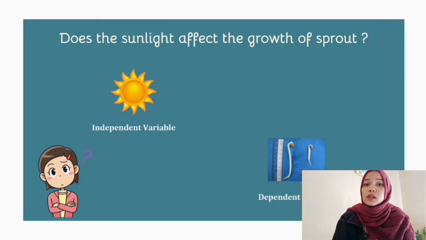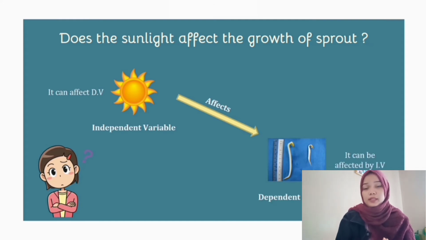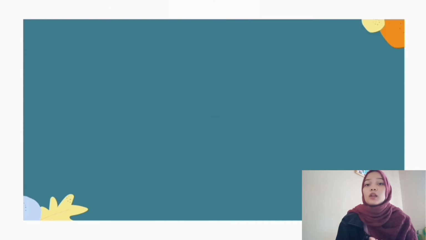If we predict the outcome of this experiment, the sunlight as independent variable can affect the sprout as the dependent variable. The sunlight is called independent variable because it can affect the sprout as the dependent variable. And the sprout is called dependent variable because it can be affected by the independent variable, and here the independent variable is the sunlight. It can be tested through a simple experiment.